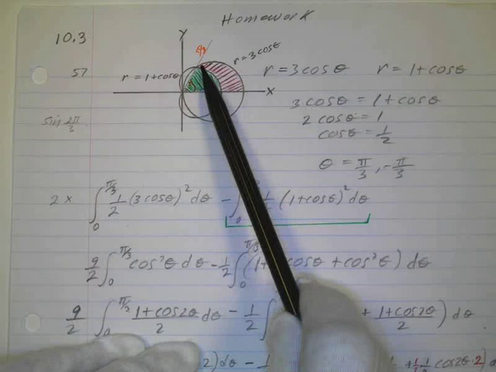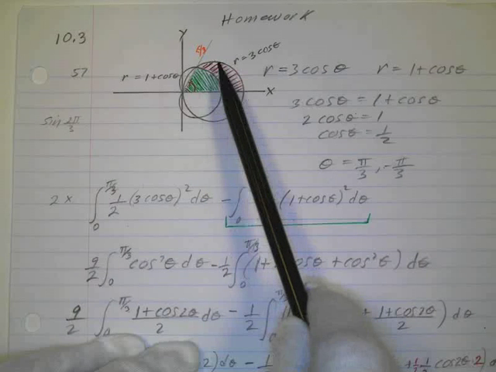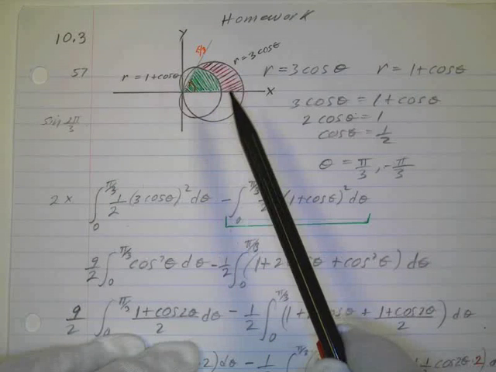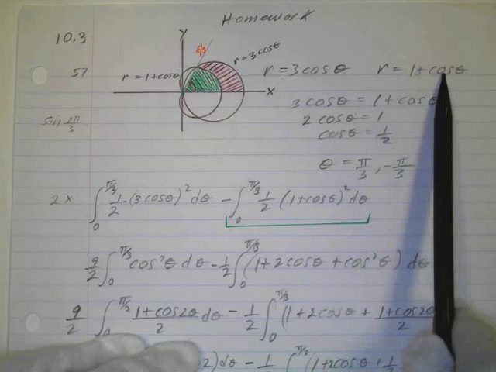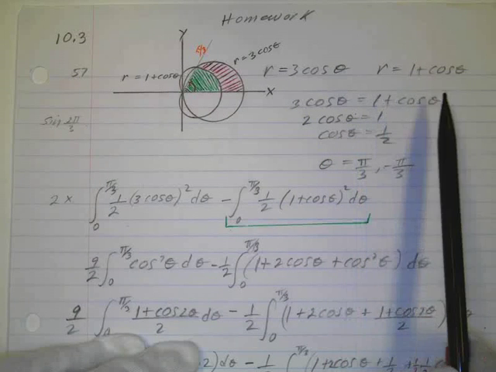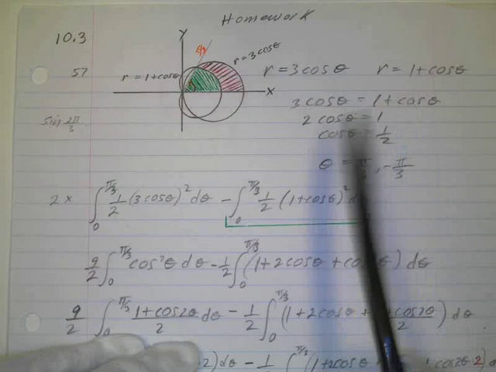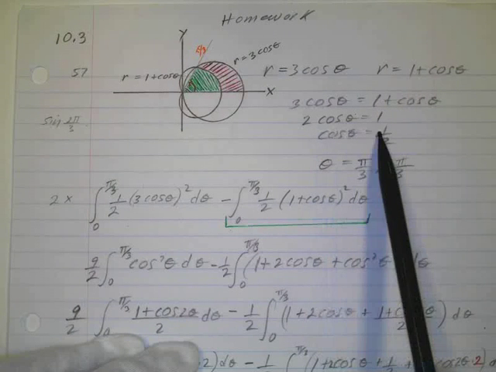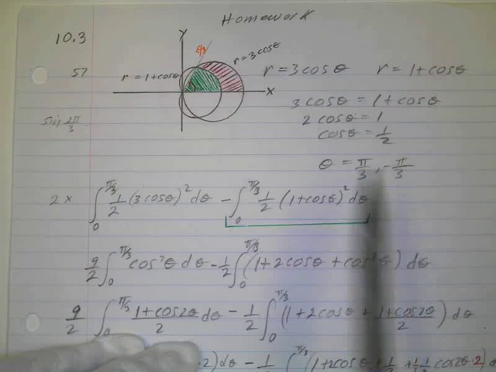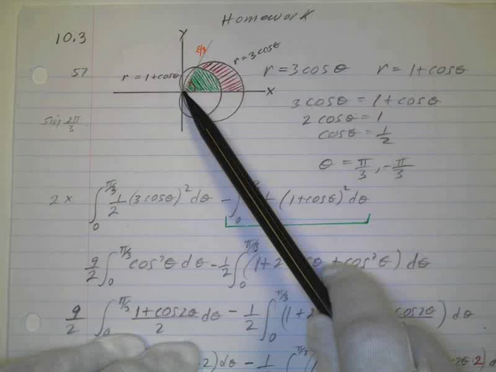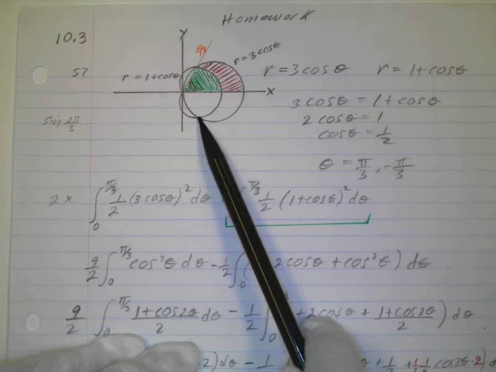Now, here's the circle over here. Here's the cardioid. This is all part of the cardioid over here, so we want this red area. Now, we can see where they intersect. If you set the curves equal to each other, 3 cosine of theta equals 1 plus the cosine of theta, you could subtract cosine, so you have 2 cosine of theta equals 1, so cosine of theta equals 1/2. And that's going to be either pi over 3 or negative pi over 3. So it's going to be here or down here. Down here would be the negative pi over 3.